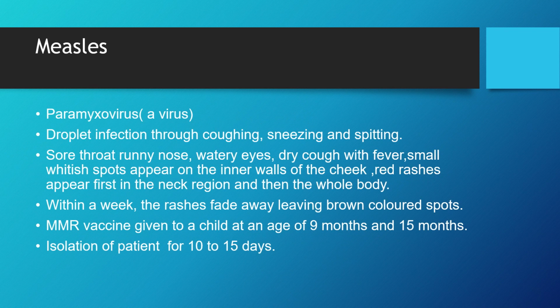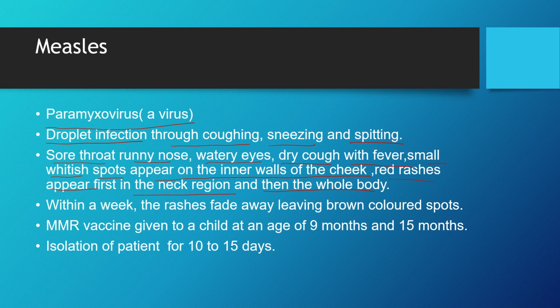Now next comes measles. Measles is caused by the paramyxovirus. It is also a virus. How is it passed on from one person to another? This is also through droplet infection, through coughing, sneezing and spitting. The symptoms are sore throat, runny nose, watery eyes, dry cough with fever, and small whitish spots appear on the inner walls of the cheek. Red rashes appear first in the neck region and then over the whole body. So these are the symptoms, right?